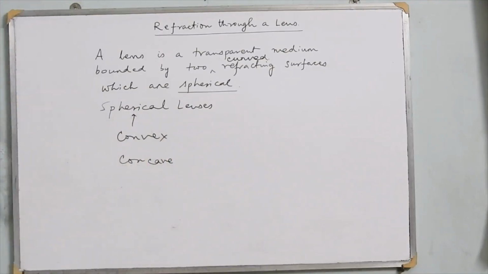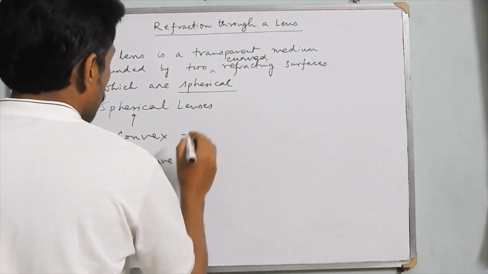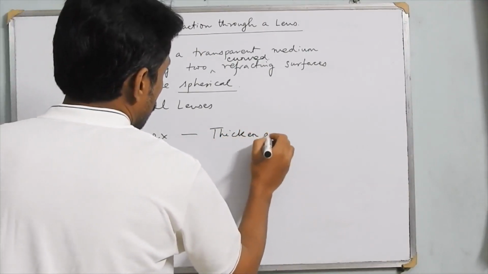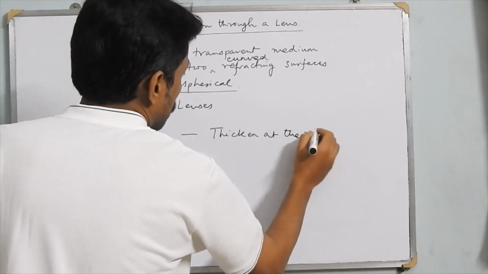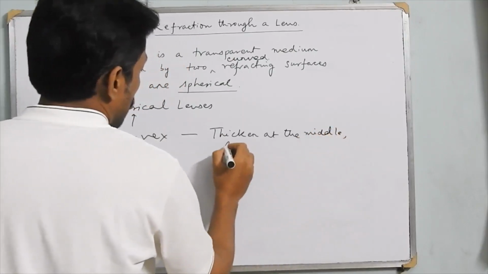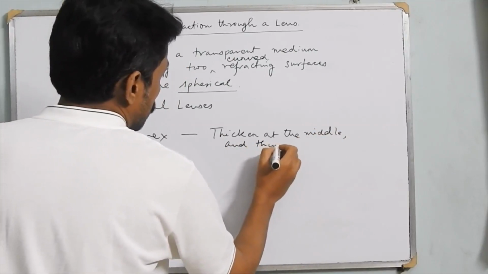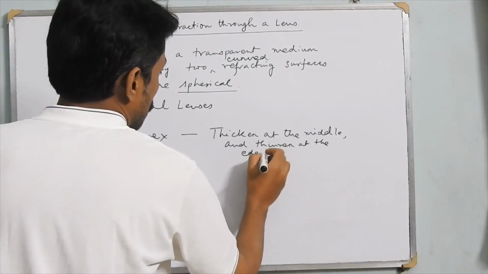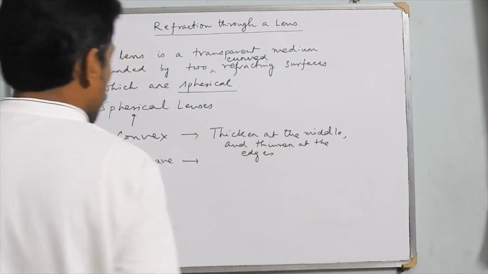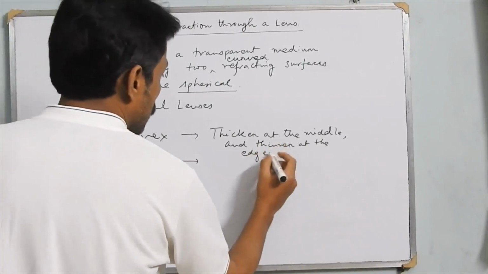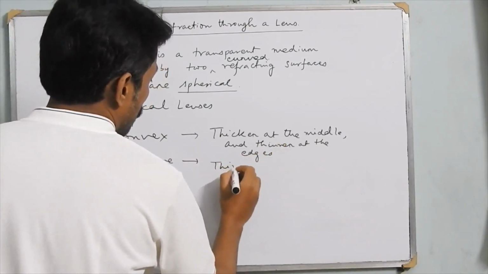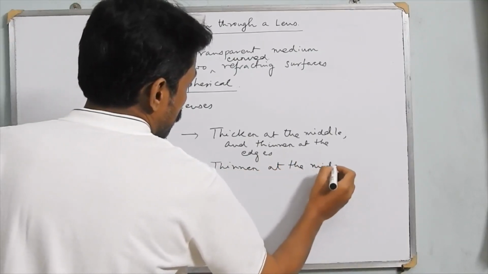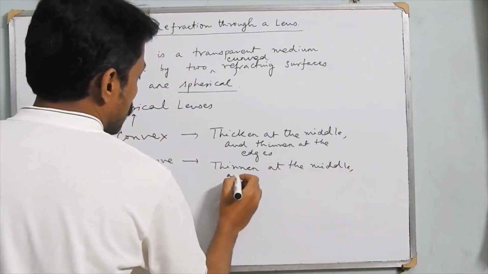Now a convex lens is a type of lens which is thicker at the middle and thinner at the edges. Whereas a concave lens is thinner at the middle, whereas thicker at the edges.